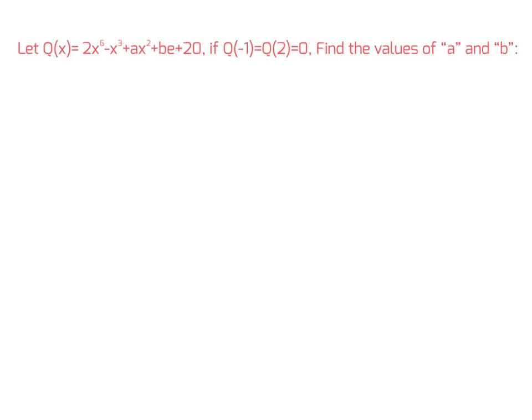Okay, with this next question, they've said let q of x, so this is a polynomial, but they're calling the function q, it doesn't matter what they call it. They're letting it be 2x to the power of 6 minus x to the power of 3 plus ax squared plus bx plus 20. So there's our function formula. Now they're saying when x equals -1, the function equals 0, and when x equals 2, the function also equals 0. They want us to find the values of a and b.